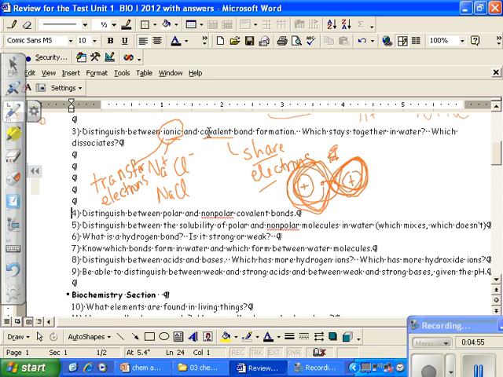Another way to remember it is co means that there's 2 that are working together, like with co-teachers, both of them work to help you learn.